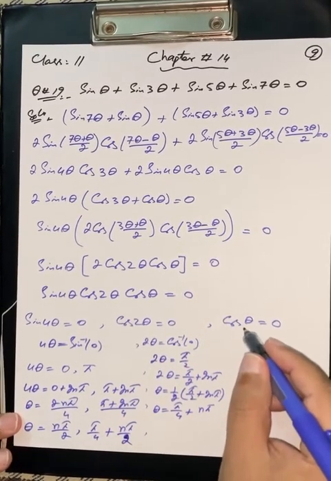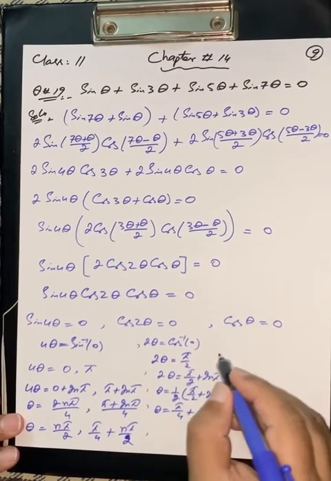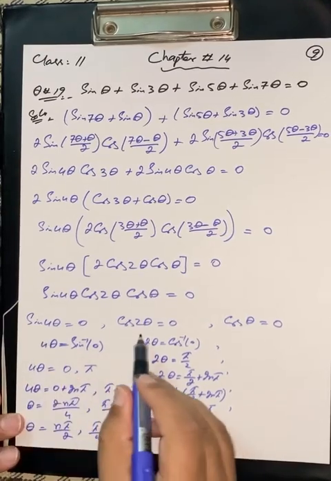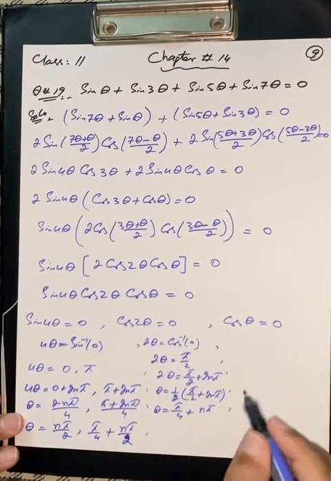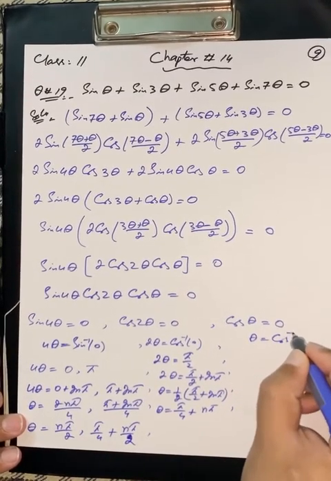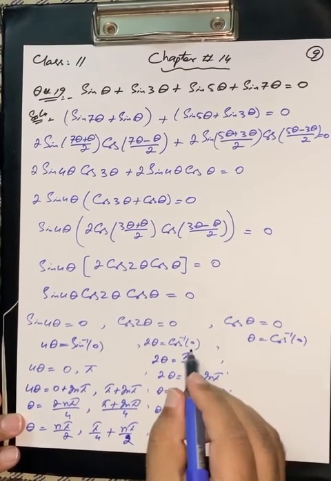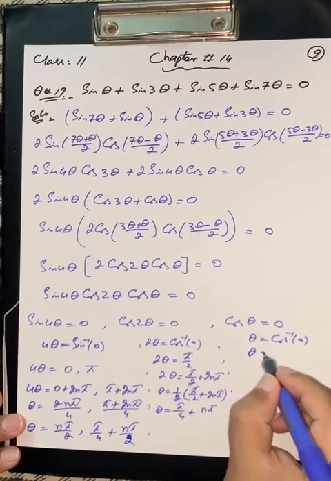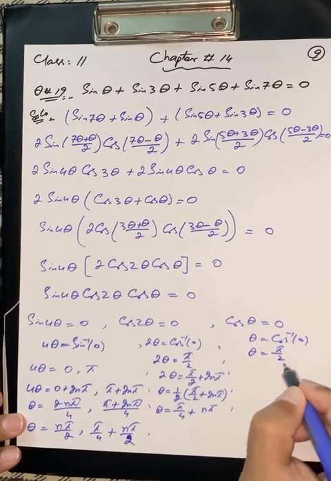Now the last one, cos theta. As we solved the first two, sine 4 theta and cos 2 theta, now we solve cos theta. Okay dear, so theta equals cos inverse 0. As we already found, cos inverse 0 equals 90 degrees, which means pi by 2. So for theta we write pi by 2 directly.